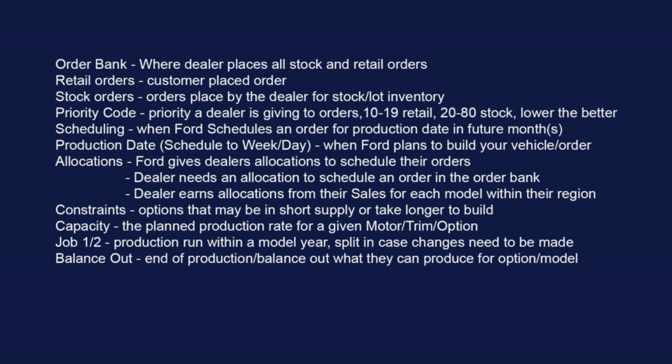So we'll see that they've actually done that on the F-150. We'll probably talk about that later. Balance out is where they end the production of a certain trim, model, color, that kind of thing. You see that towards the end of the year. Edge is balanced out. 24 model year Explorer is now balanced out. So that's those situations there. All right, so there you go.